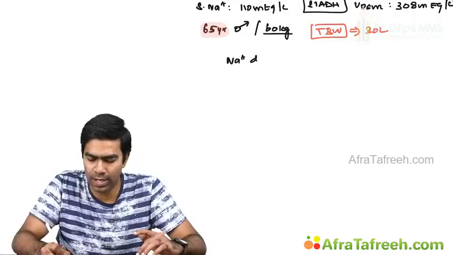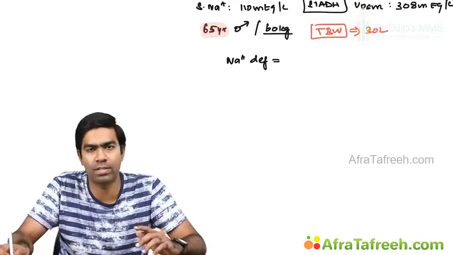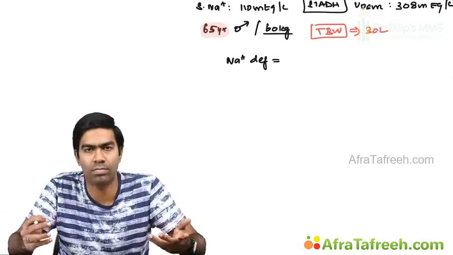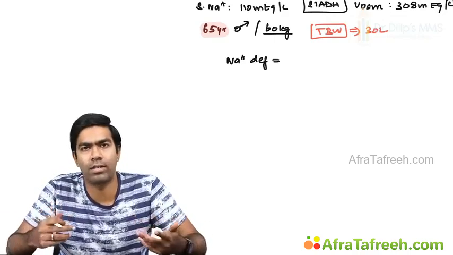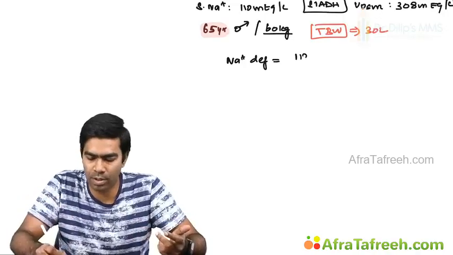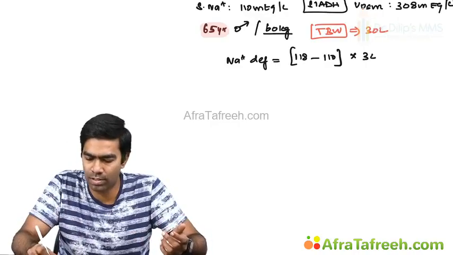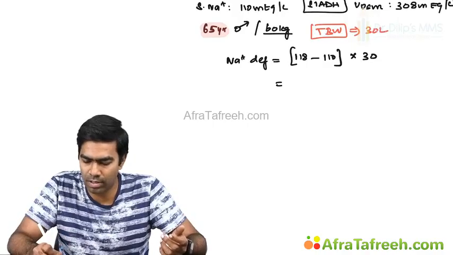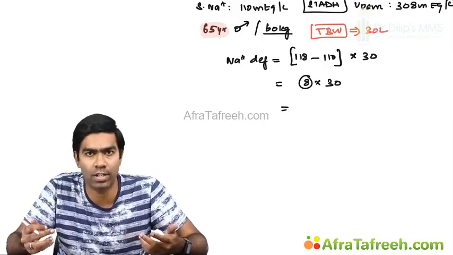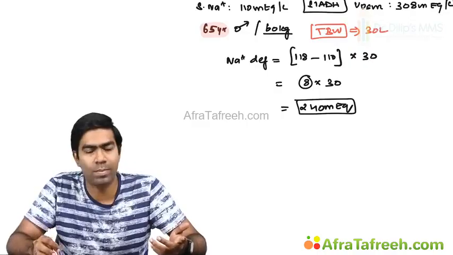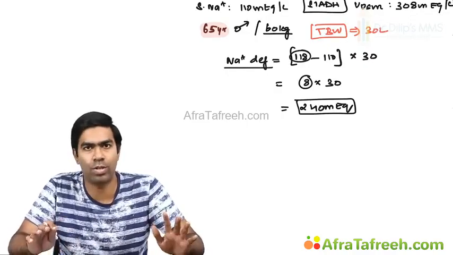So according to this formula, if you want to calculate the total body sodium deficit, it will be desired sodium minus actual sodium. The desired sodium depends on what sodium I aspire for. Let us assume I am aspiring to correct 8 milliequivalents in the next 24 hours, which means my desired sodium will be 118 minus 110, that is what I'm aspiring to correct in the next 24 hours. Multiply by total body water, that is 30 liters. So here I'll be getting 8 multiplied by 30. This is the value I'm trying to correct over the next 24 hours. So it will be 240 milliequivalents. So this is the sodium deficit with this desired sodium. Clear?